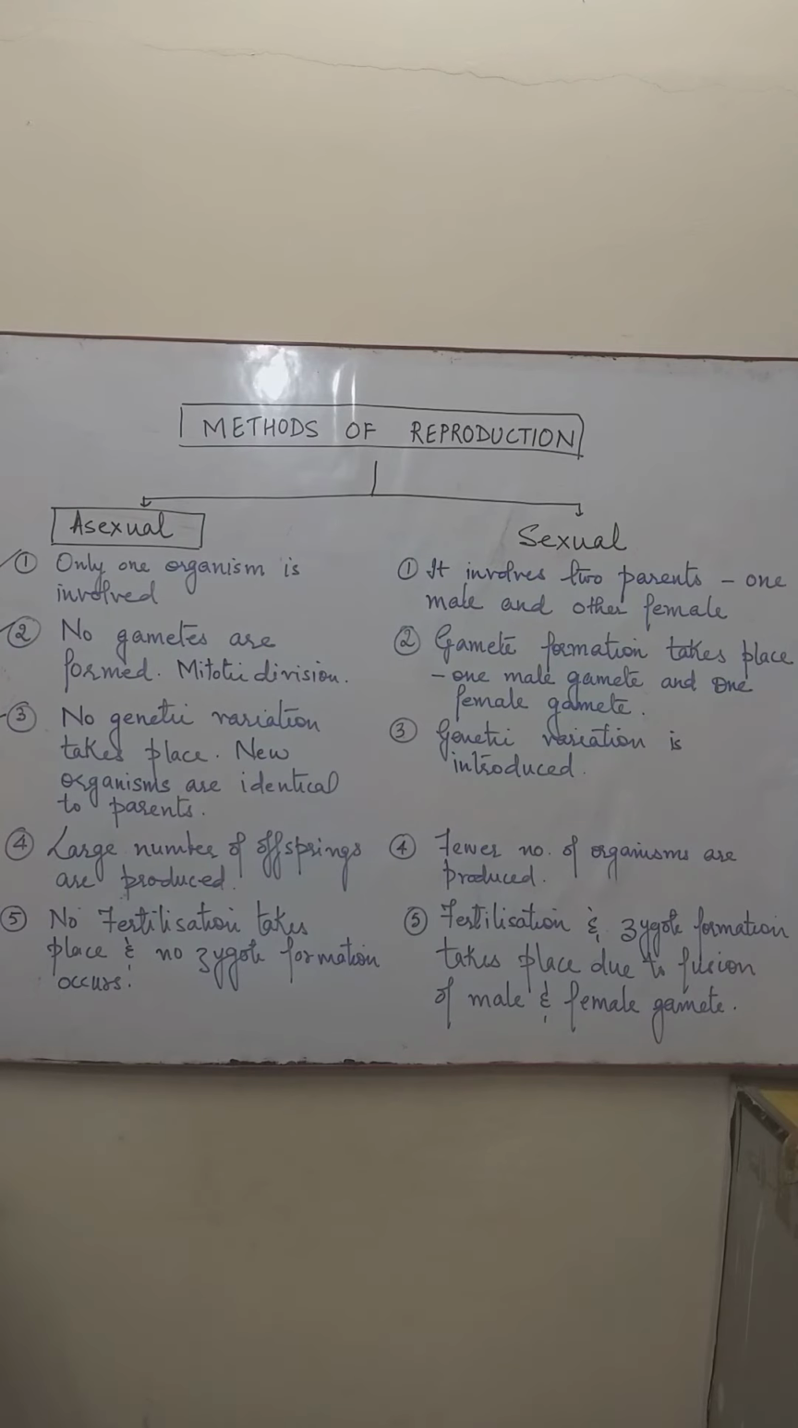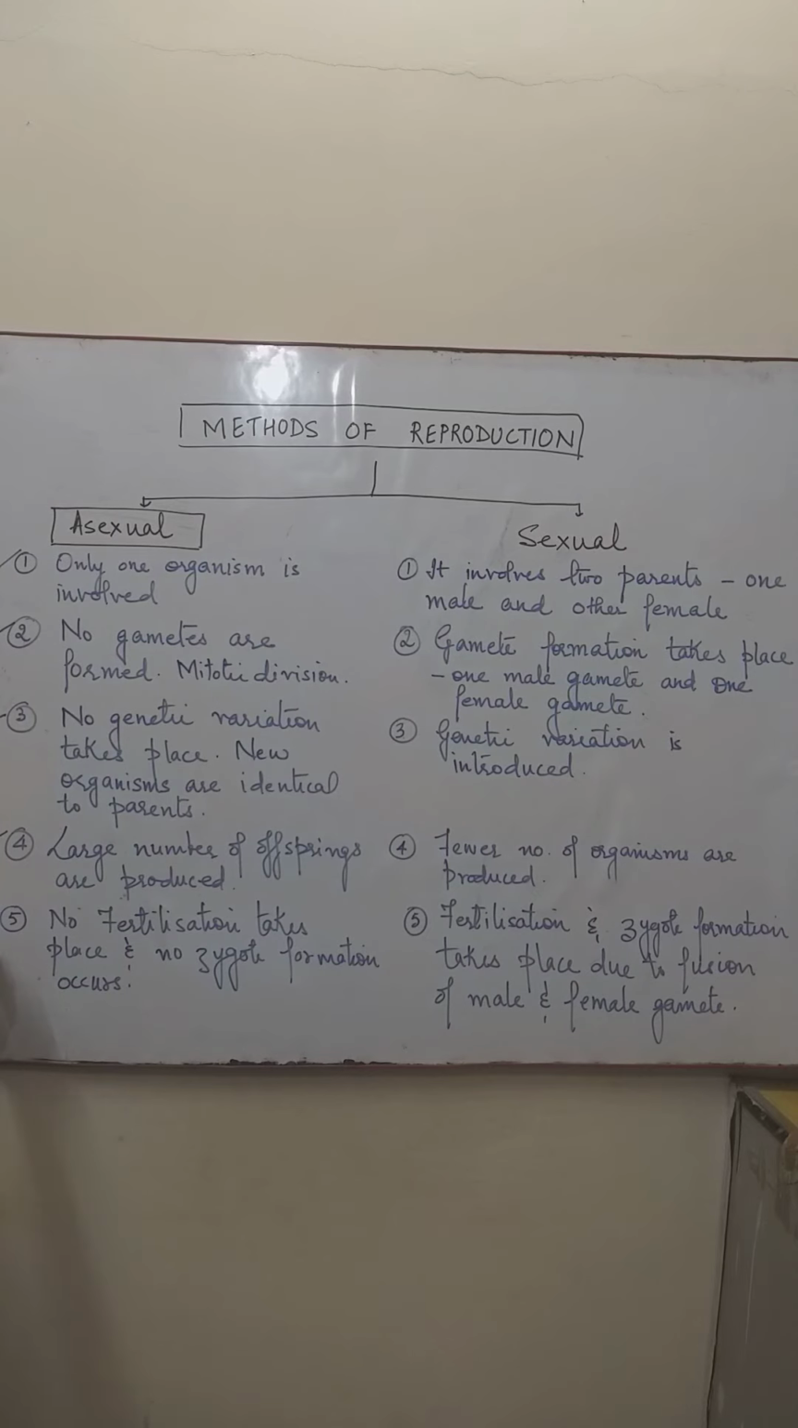Also, the other difference is that when asexual reproduction is involved, the offspring produced are comparatively large in number. Examples are yeast, bacteria, and various kinds of fungi. We have all seen that these produce a large number of offspring. In the case of sexual reproduction, a much smaller number of organisms are produced.